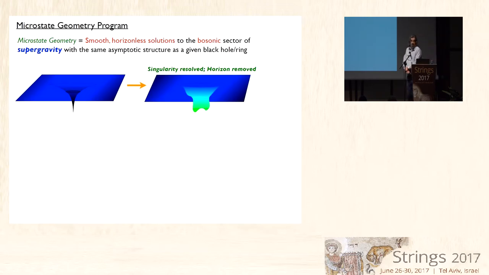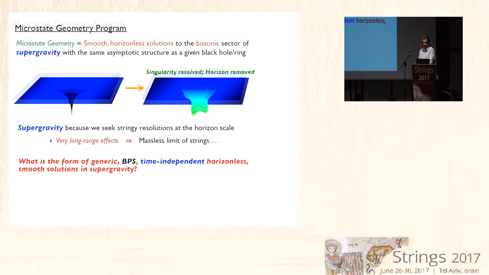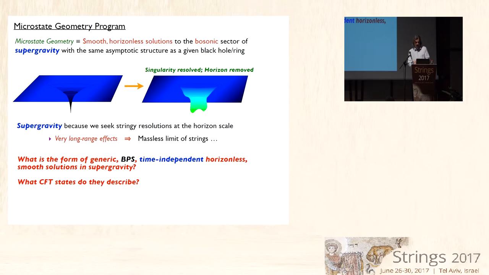First of all, just a short introduction about what we're trying to do with microstate geometries. A microstate geometry is simply defined to be a smooth, horizonless solution to the bosonic sector of supergravity with the same asymptotic structure at infinity as a given black hole or black ring. It's supposed to be basically a soliton that looks to arbitrary approximation like a black hole. Okay, why supergravity? Because the goal is to make a resolution in the stringy theory at the horizon scale, not at some Planck scale, but some macroscopic scale, which means you have to use massless fields if you want to get very long-range effects. And then the question comes, what can you do, and we focus typically on BPS because they're so much more computable: time-independent, horizonless, smooth geometries from supergravity, and then the next question is, what CFT states do they encode?